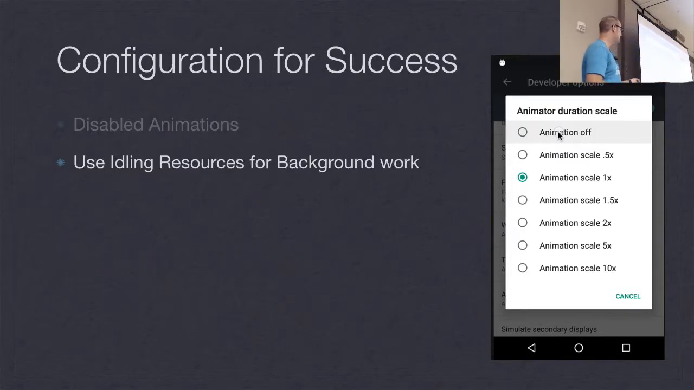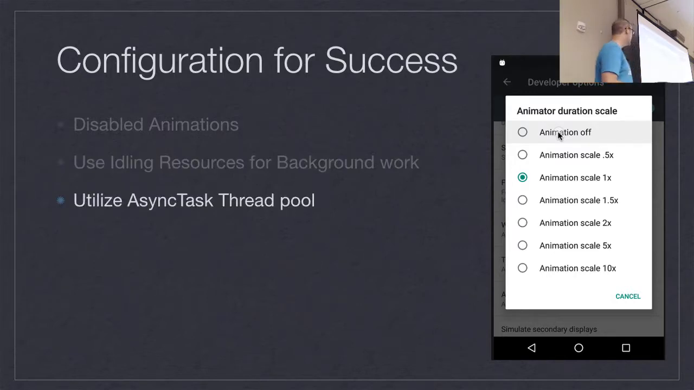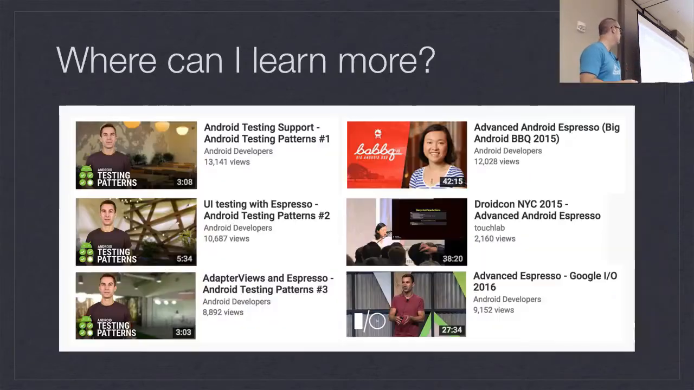Like I said, use idling resources for any background work you're doing that Espresso is not going to know about from the Android system. And like we do, utilize the async task thread pool if that's something you want to do. It does maybe change the behavior of your application, but for all of our OkHttp networking requests, we give the executor with async tasks only for Espresso tests.